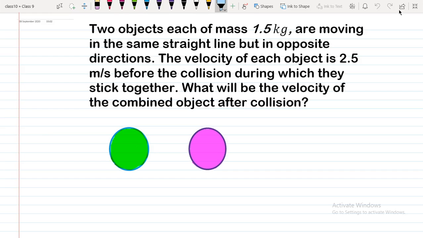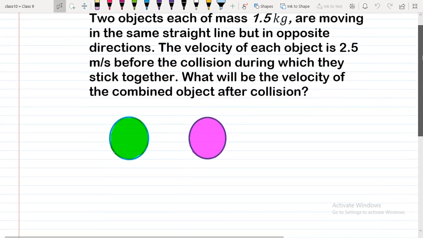Two objects each of mass 1.5 kg are moving in the same straight line but in opposite directions. The velocity of each object is 2.5 meter per second before the collision, during which they stick together. What will be the velocity of the combined object after collision?